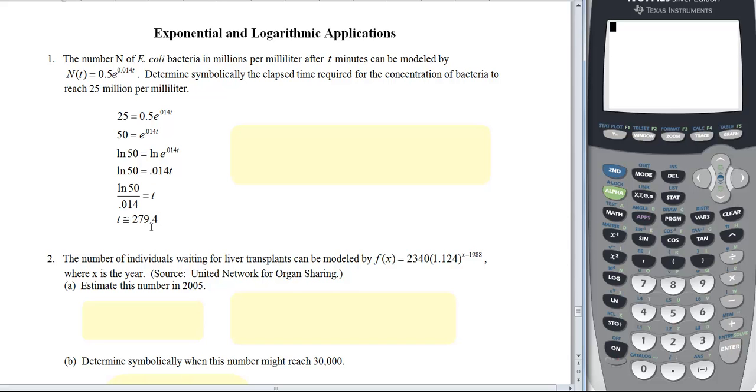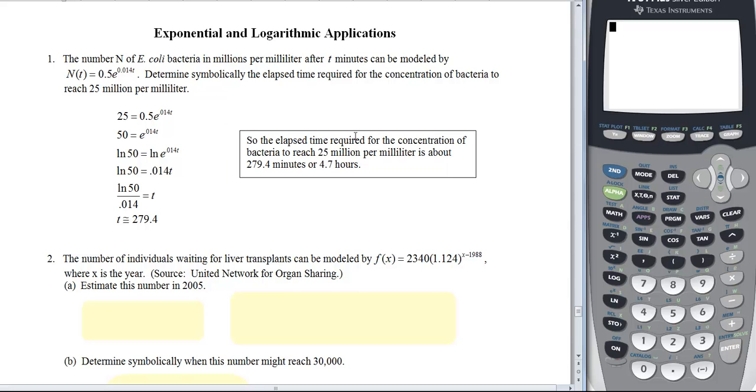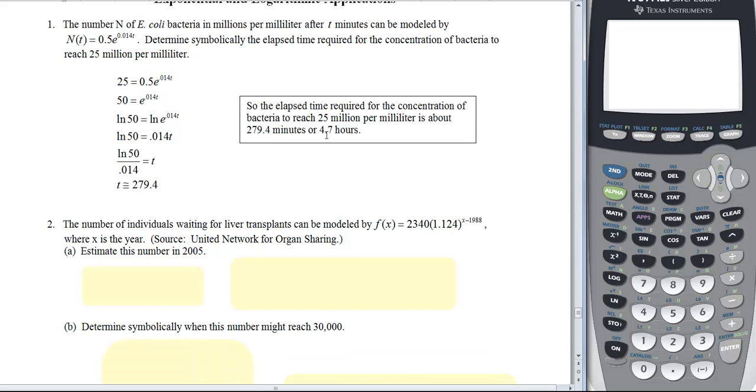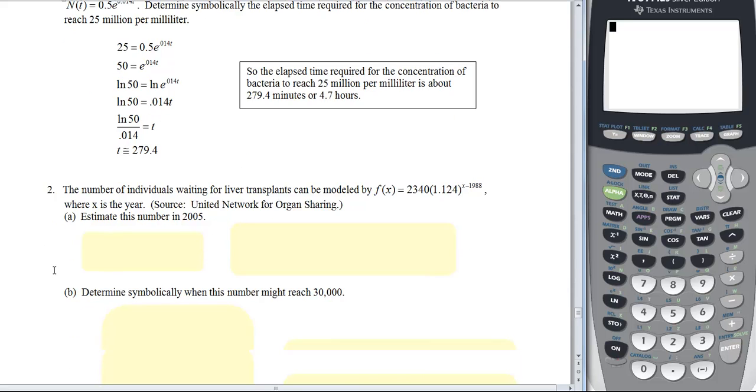Well, that's how many minutes it's going to take for this culture to get to 25 million per milliliter. So the elapsed time required for the concentration of bacteria to reach 25 million per milliliter is about 279.4 minutes, or 4.7 hours. E. coli is not good bacteria, and they really have a good time. So they grow fast. Got to watch out for them.